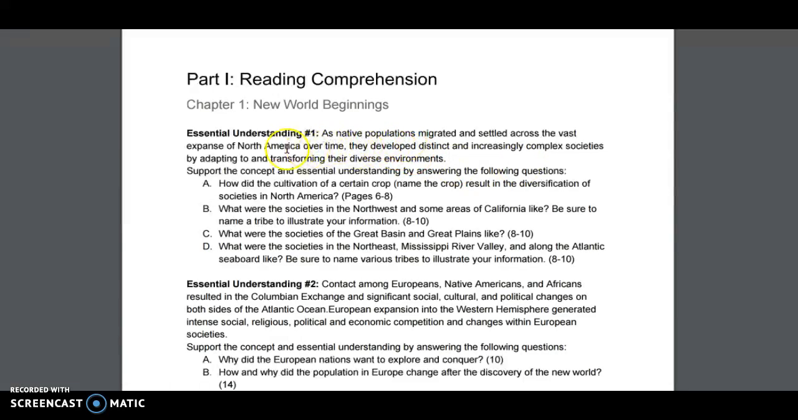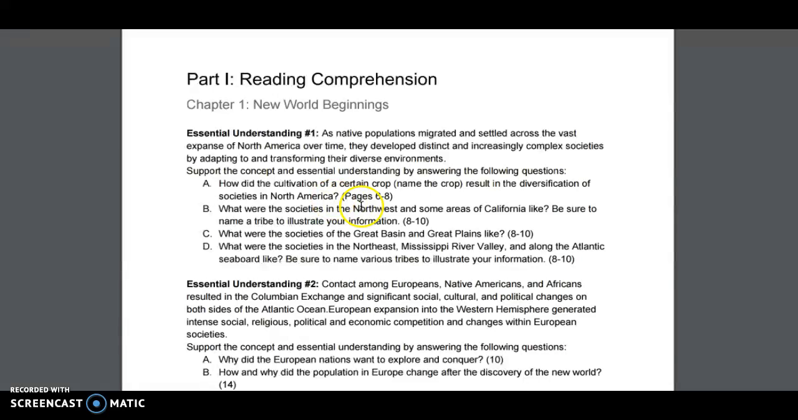So what that's saying is the settlement of North America happened over a really long period of time, and over that time, the societies that developed are really unique because they depended on the environment around them. So you are supposed to support this essential understanding with these questions. Like, what is the crop that they use? Hopefully, you know that, especially being from Mexico, that would result in the diversification of societies. And how did it influence them?